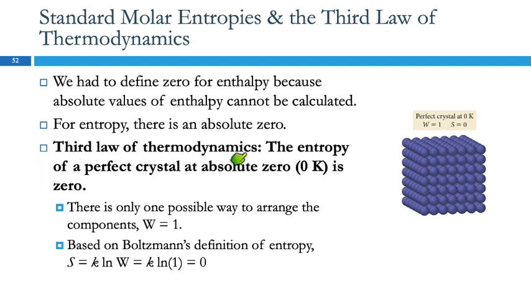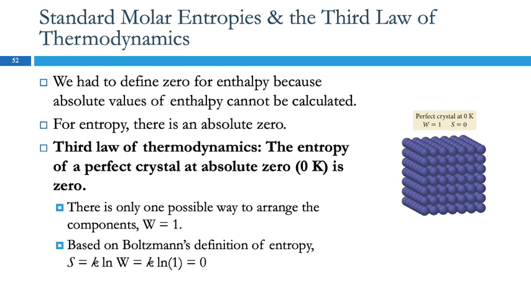So the entropy of a perfect crystal at absolute zero is zero. So we have a perfect crystal. There are no defects in it. There are no impurities. Everything is perfectly arranged. So W is equal to 1. And the entropy of this is zero because the energy of this is zero.